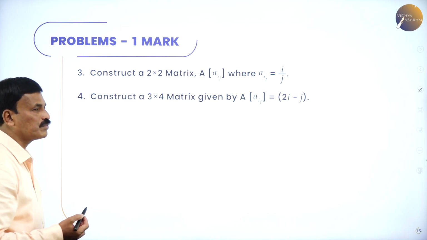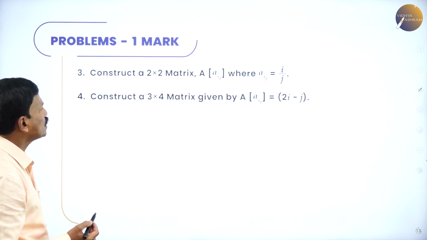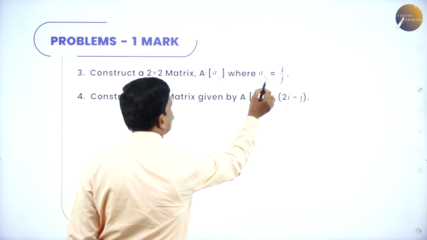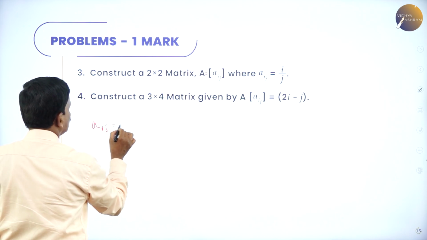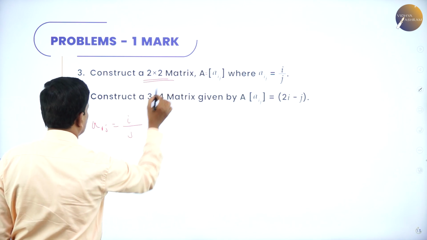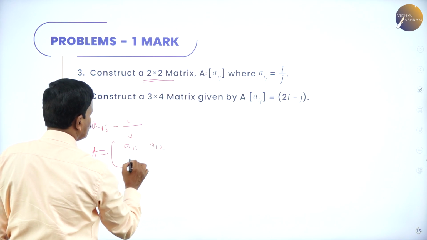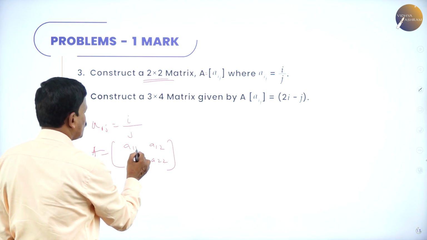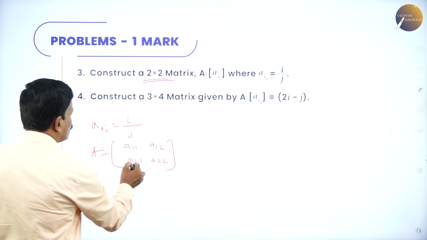Now this is also an important problem, the construction of a matrix. What is the problem given? Construct a 2 cross 2 matrix A equal to [aij], where aij is equal to i by j. Now what is the order? 2 cross 2. Now let us write A is equal to a11, a12, a21 and a22. First element a11, first element of row 1, second element of row 1, then first element of row 2, second element of row 2.